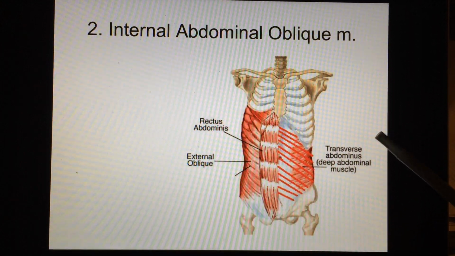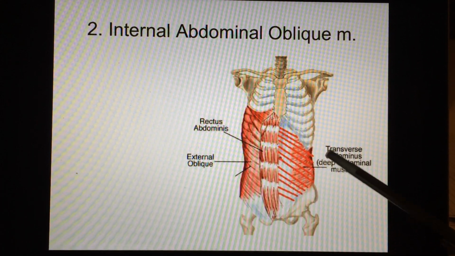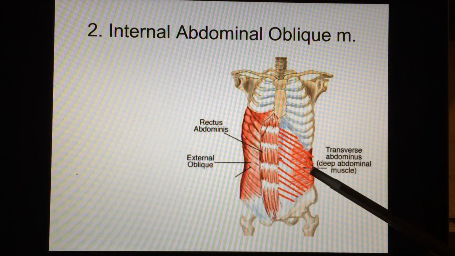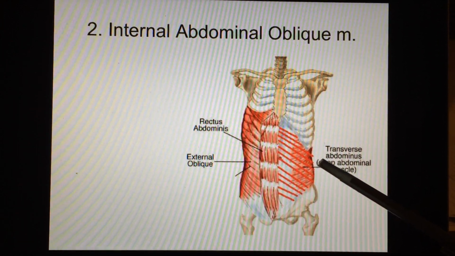All right, now I couldn't find a picture I wanted to use, so I brought in this one. You can see the transverse is the deepest of the three layers, and we're going to work our way out.